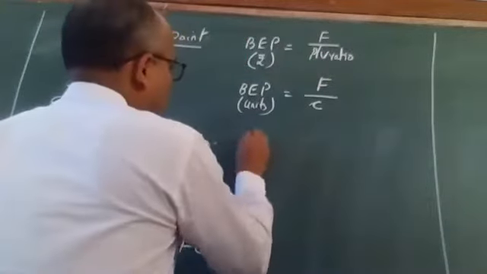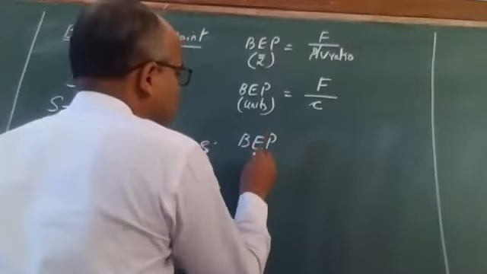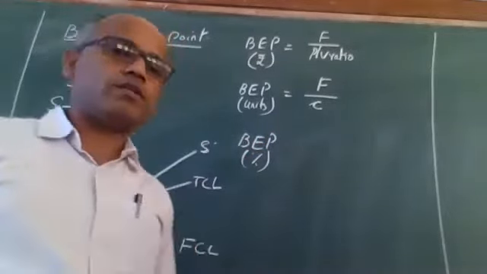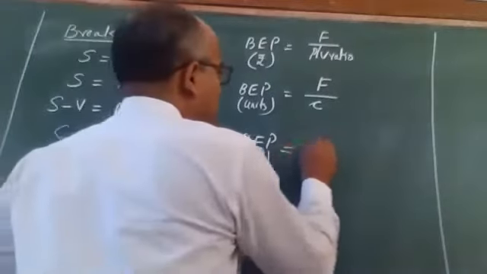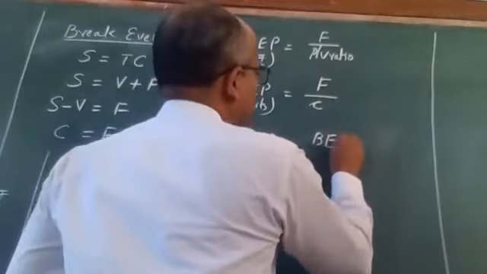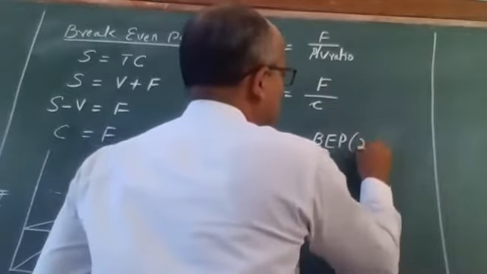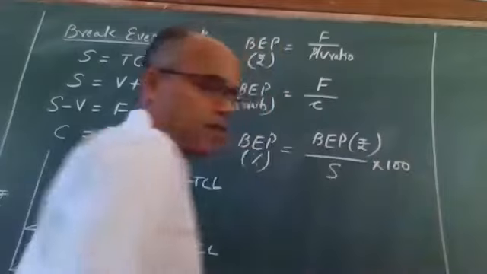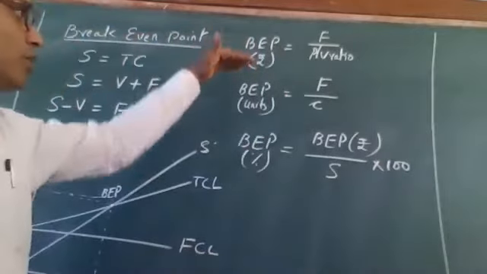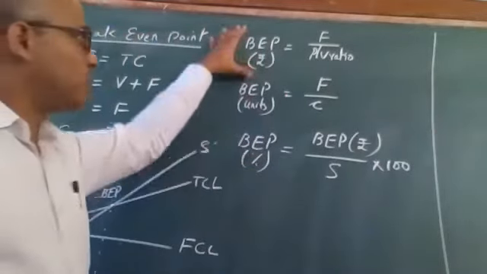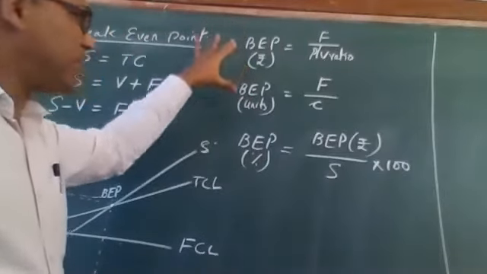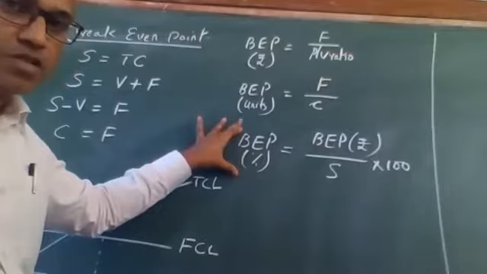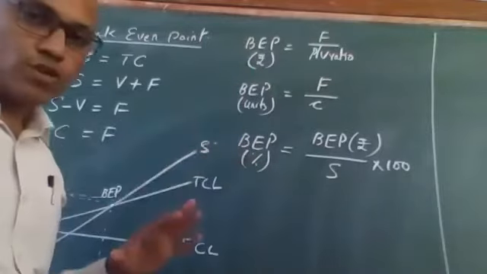And also, you can find out break-even point in terms of percentage. Break-even point in terms of percentage is equal to BEP rupees divided by sales into 100. This is the formula. I want you to remember these three formulas: break-even point in terms of rupees, in terms of units, and in terms of percentage. This is the new concept for today.